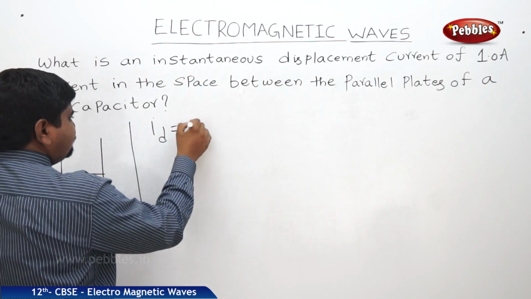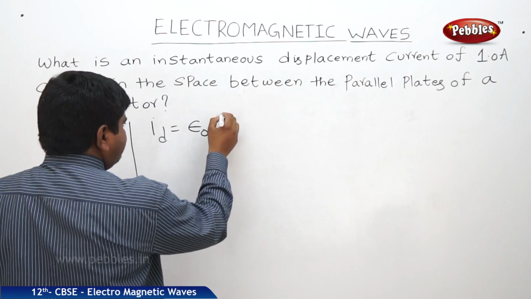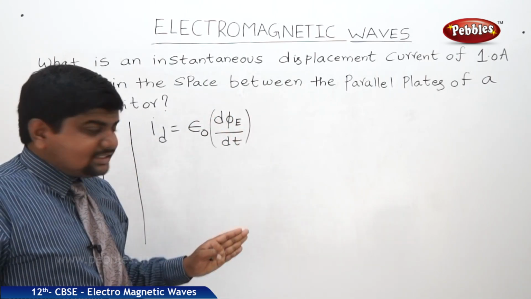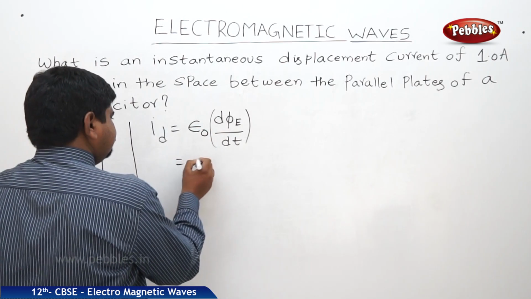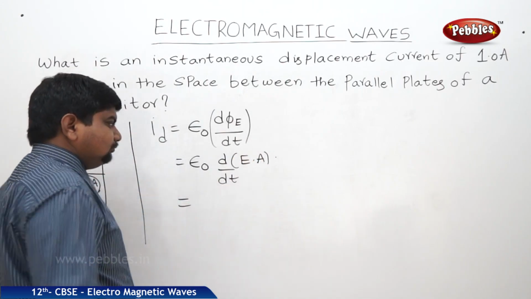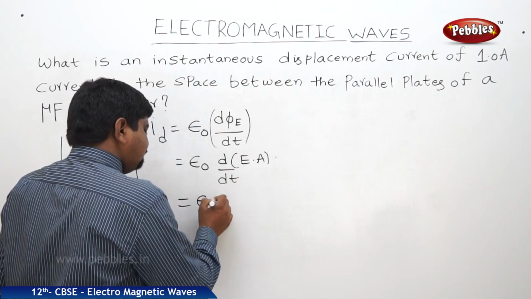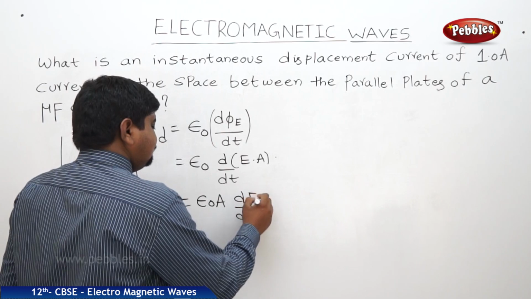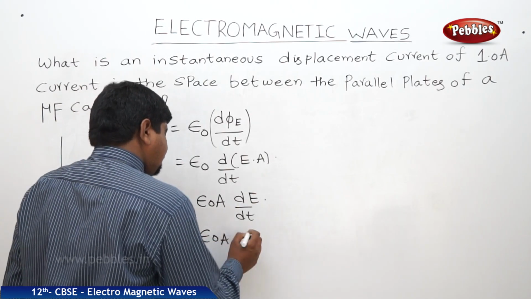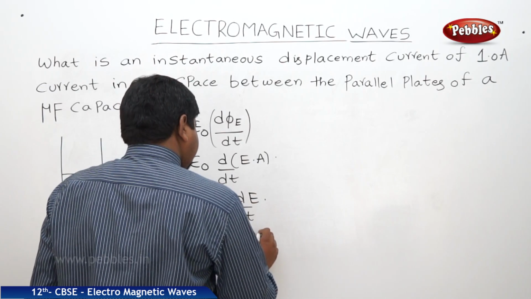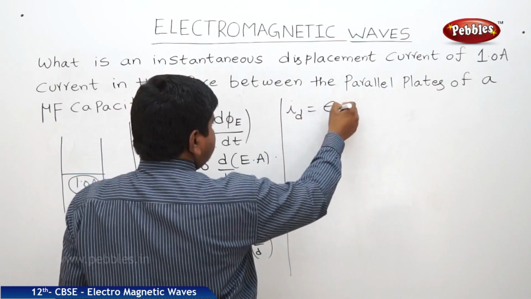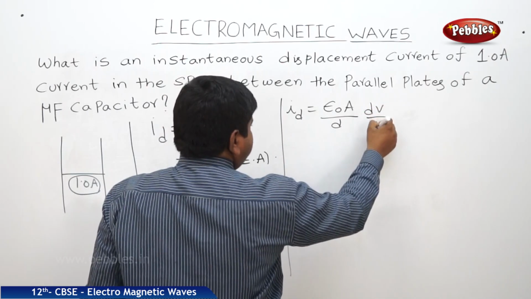We know that displacement current is equal to epsilon naught into d phi E by dt. Phi E is the electric flux, it is nothing but E dot A. So d by dt of E dot A. And this A I am bringing forward: epsilon naught A into d by dt of E. We know that electric field is equal to V by D. Therefore, epsilon naught A into d by dt of V by D. And I am moving the D to the front side. Therefore, I_D is equal to epsilon naught A by D into dV by dt.